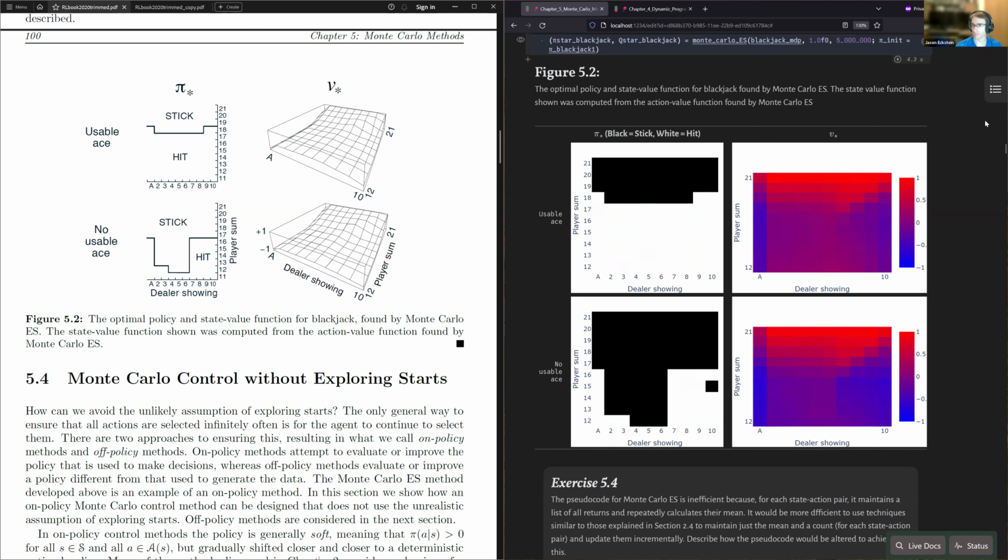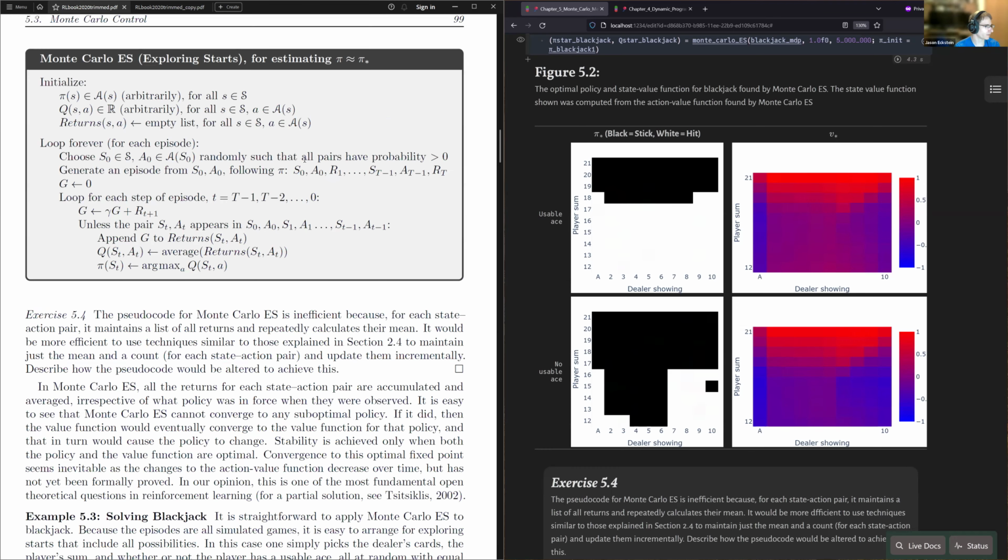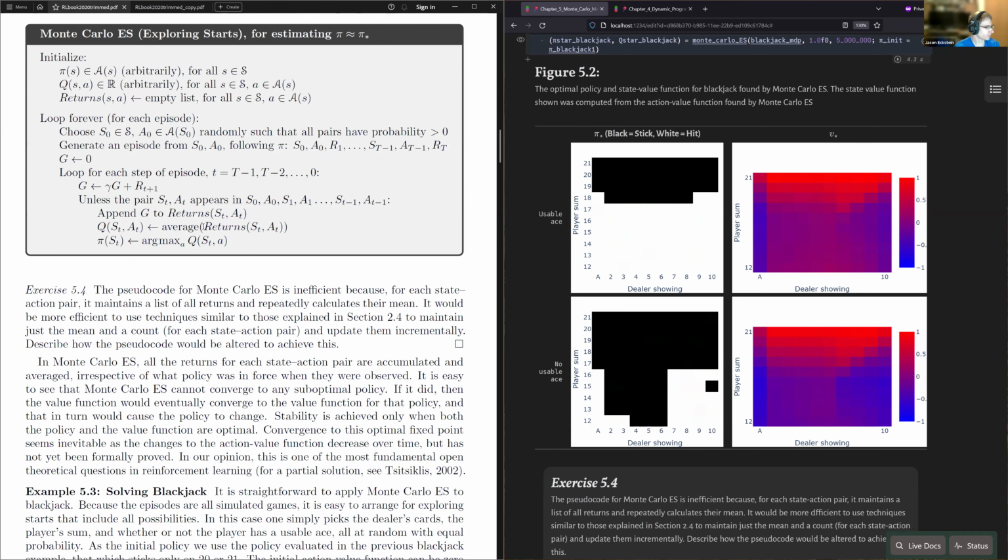So are there any questions about the exploring starts method and why it works for getting the optimal policy?